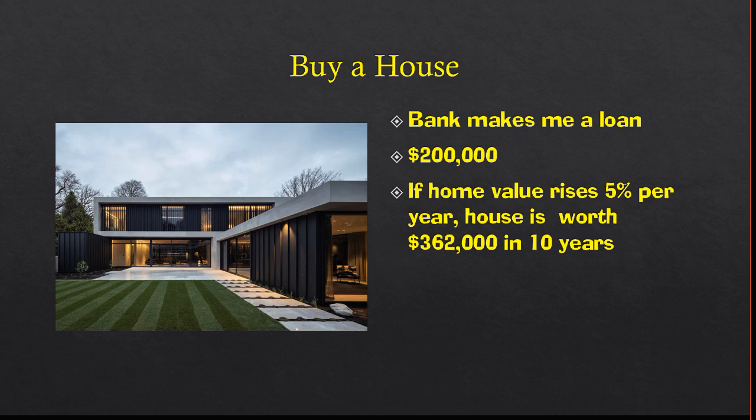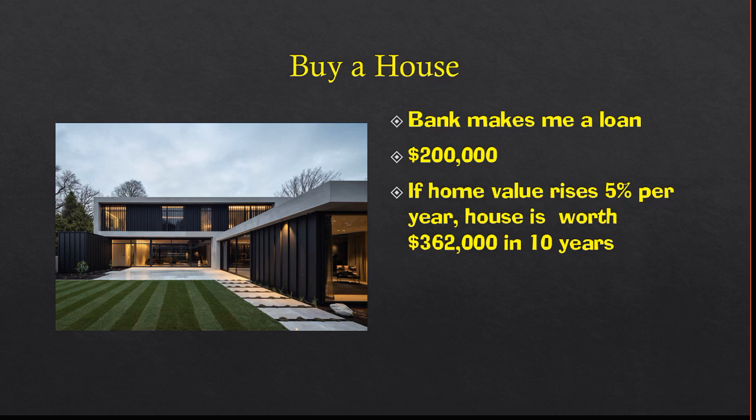But the bank loses on this, right? The bank had enough money to buy that $200,000 house, that particular house. If you pay them back the $200,000, they can't buy that house again. They've lost. They could have had an asset that grew from $200,000 to $362,000. Instead, they made you a loan.